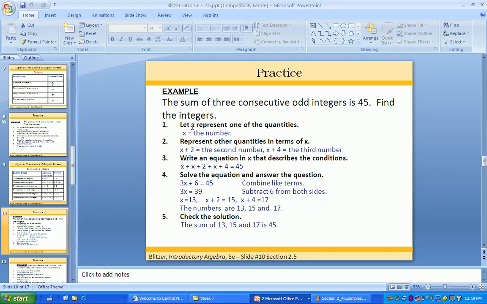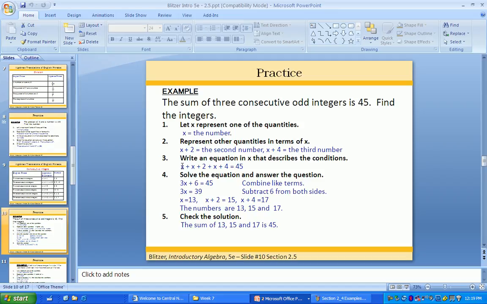So the first thing we have to say is x is going to be our first number. Okay, x is going to be our first integer. x plus 2 is going to be our second integer, and x plus 4 is equal to our third integer, right? So if we were to go ahead and add x plus 2 plus x plus 4, we know that's going to equal 45.